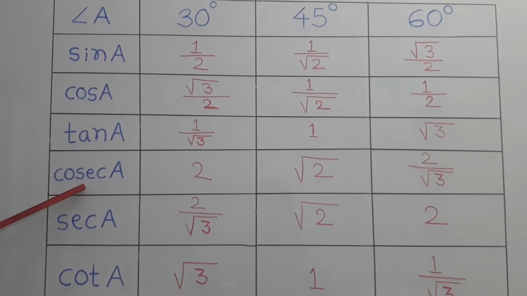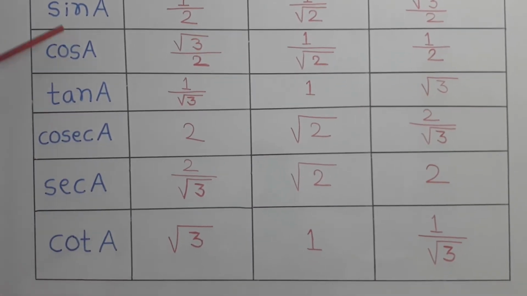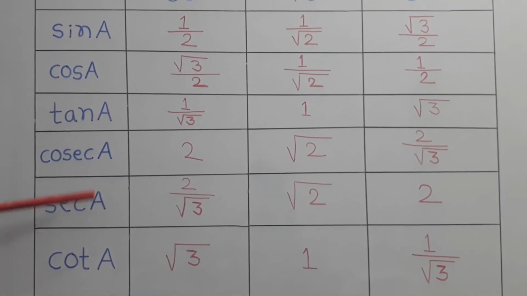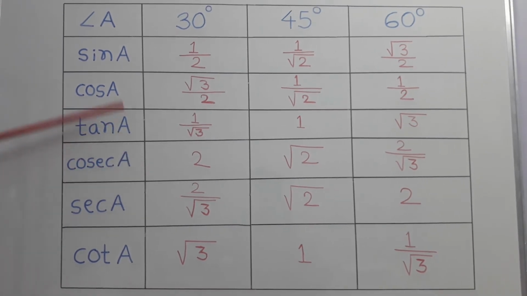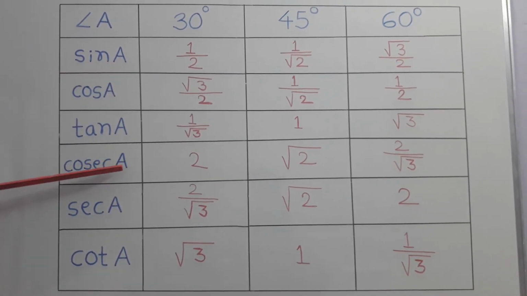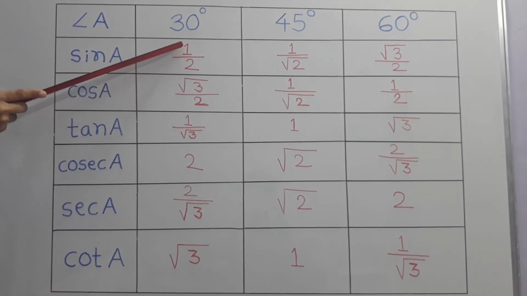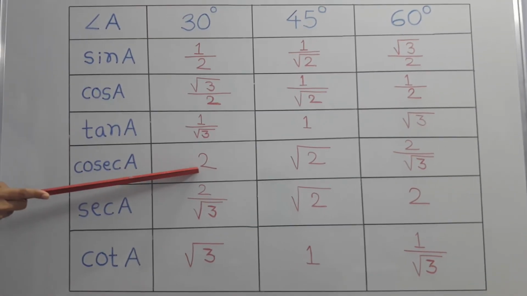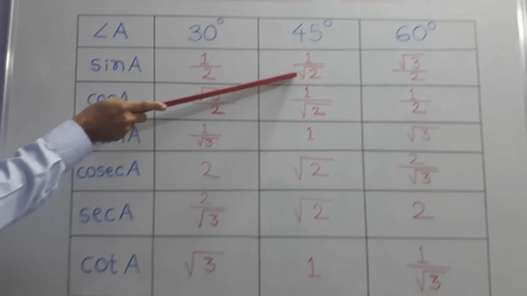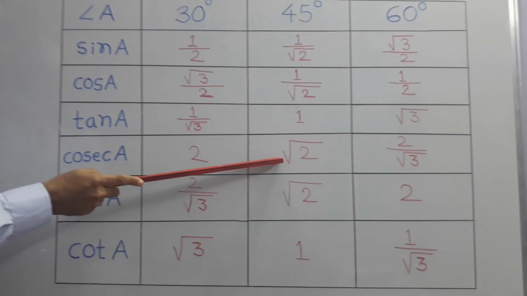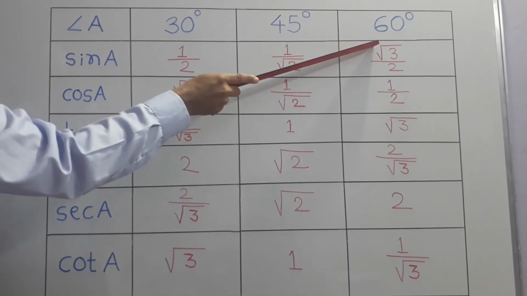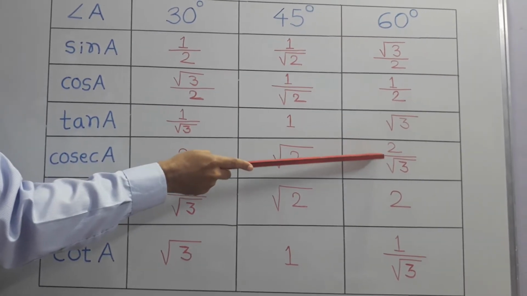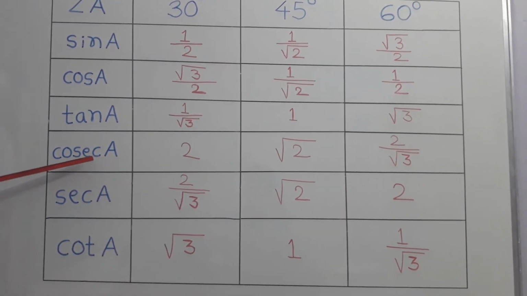We know that cosec A, sec A and cot A are the reciprocals of sin A, cos A and tan A. So recall the formula, cosec A is equal to 1 upon sin A. So cosec A is equal to 1 upon 1 upon 2, the answer comes 2. Then 1 upon 1 upon root 2, the answer is root 2. Then 1 upon root 3 upon 2, the answer will come as 2 upon root 3. So this is all about cosec A.